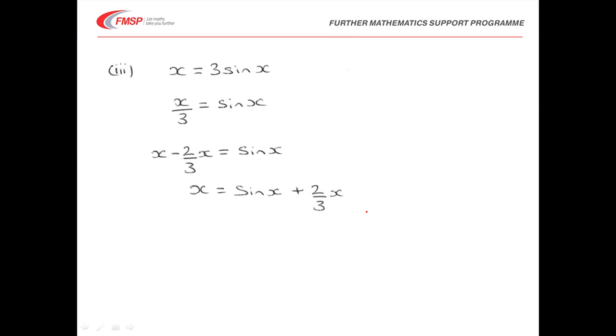And finally the stage is to obviously rewrite it as x equals sine x plus 2/3 x, which is what they want. Now we're going to use this as the iteration formula, and so what I'm going to do is do the same trick, but this time I'm going to show that it converges very quickly.